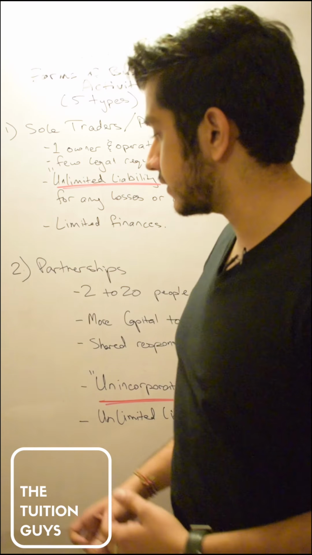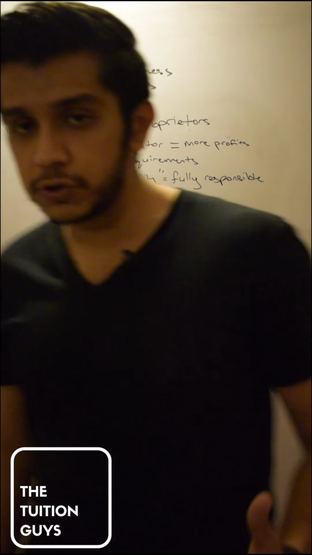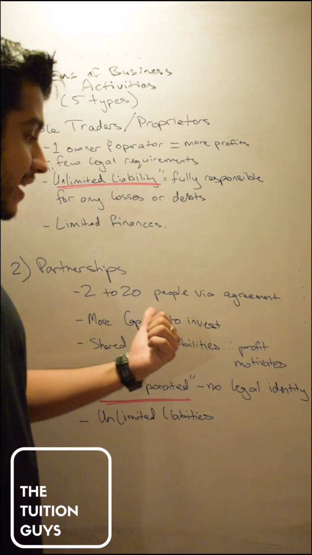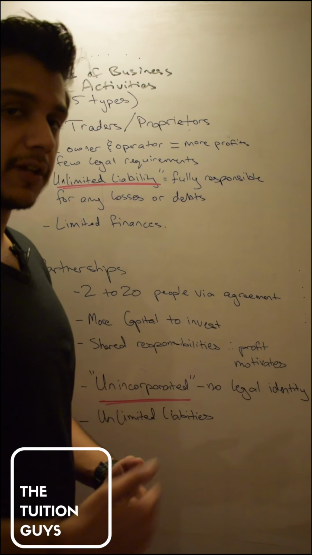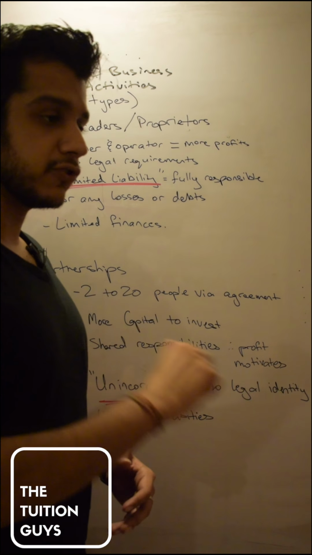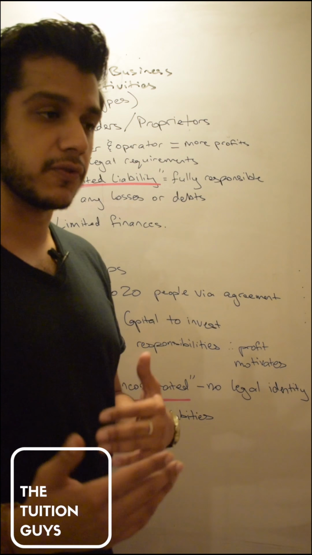So, limited finances. The next form of business is a partnership. That means there are 2 to 20 people in this partnership and they come together via an agreement. They just make a document saying these are the people in the business and this is what they're going to do. They sign an agreement that this is your responsibility, this is your responsibility, and so on.